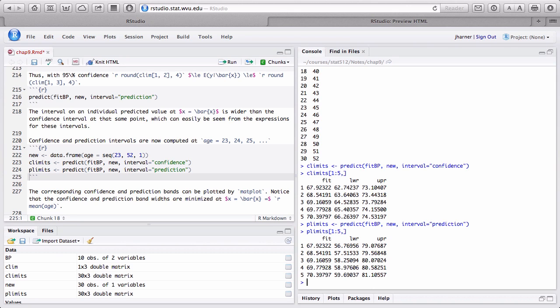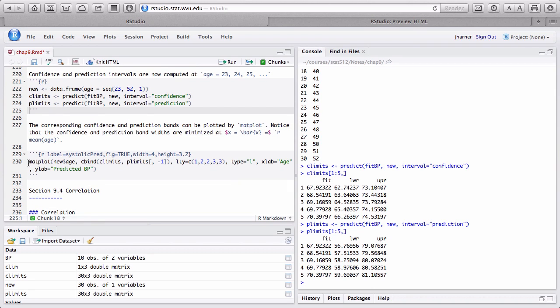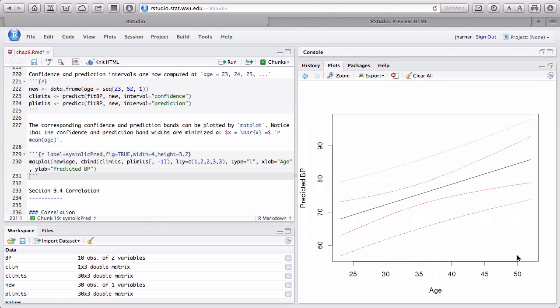Now what I'd like to do is plot a graph that has the predicted values as well as the 2 sets of limits. I've got the upper and lower limits for the confidence interval, and the upper and lower for the prediction interval. I can do a matrix plot. If I run this, that's the same plot I did before. Going from 23 to 52, I'm plotting the predicted values in the middle, and the 2 inner lines are the confidence limits, and the 2 outer lines are the prediction limits.